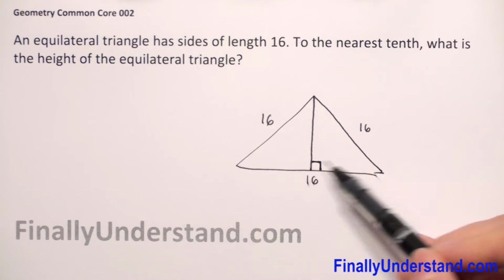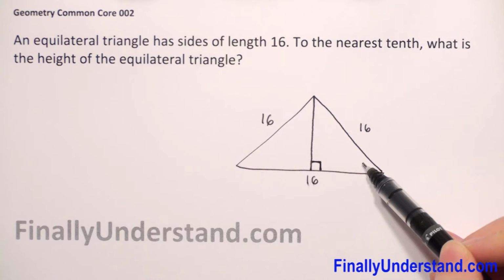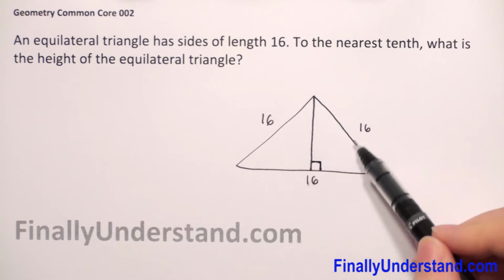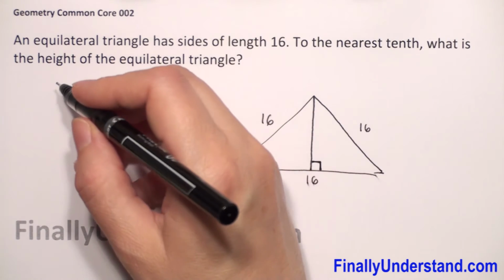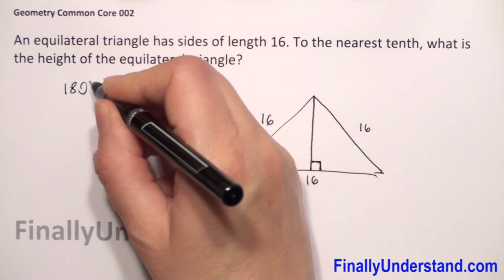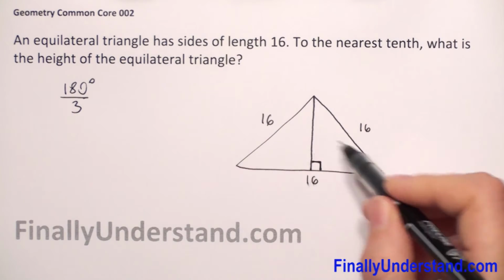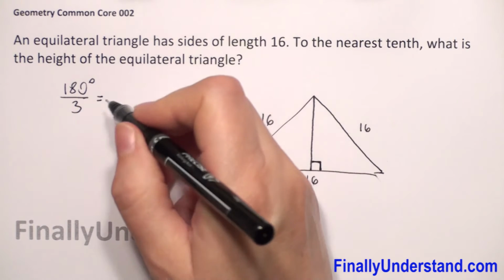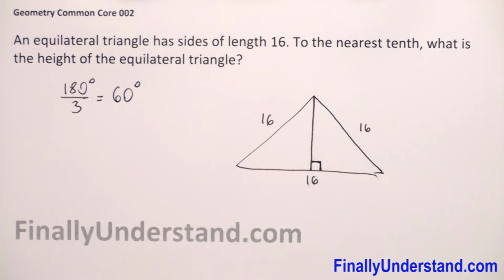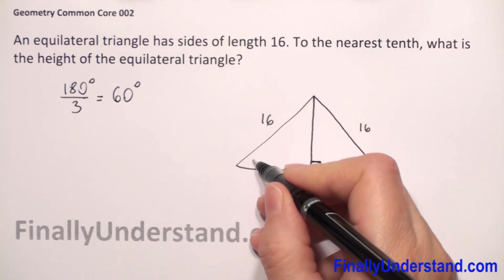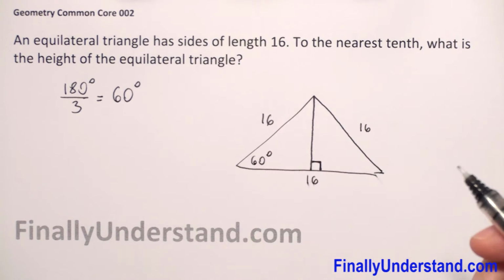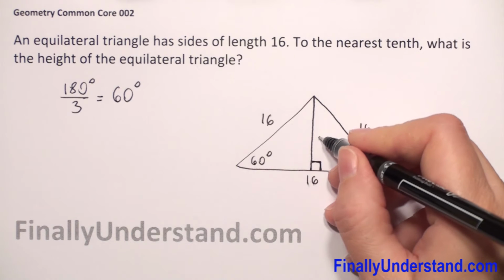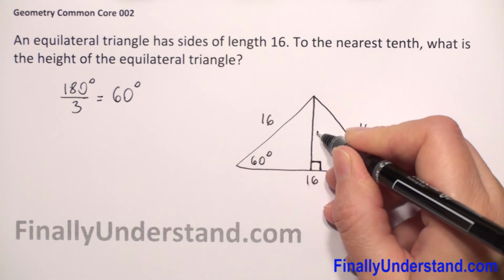It means that these three angles are congruent also. And we know that the measure of the interior angles of a triangle sums to 180 degrees. If we divide 180 degrees by 3, every angle has 60 degrees. So let me write here that this is 60 degrees. And now, to find the height, we will call this h.